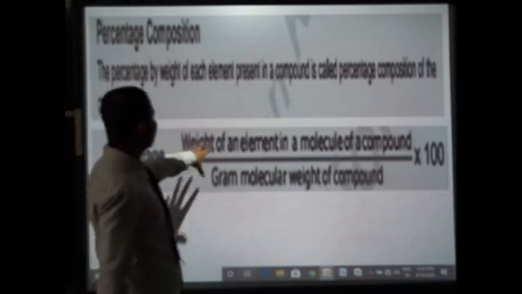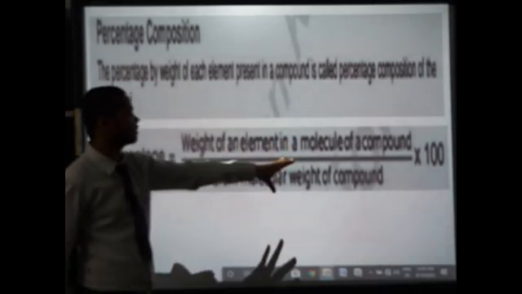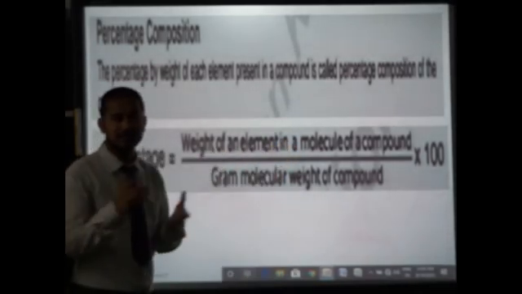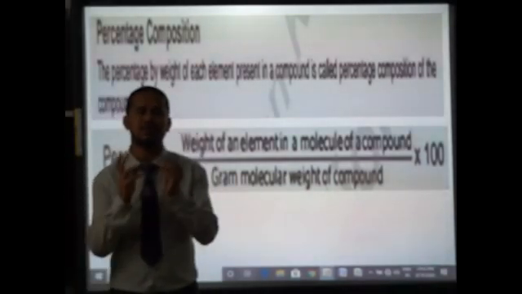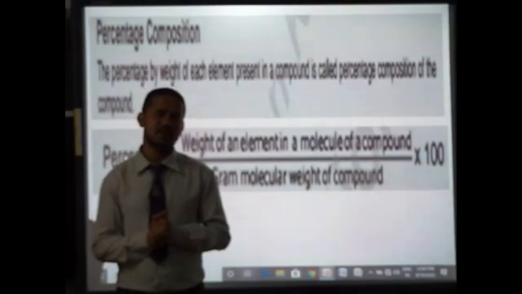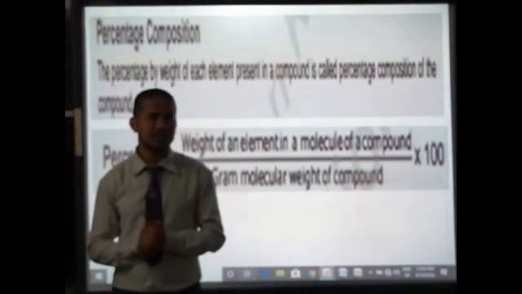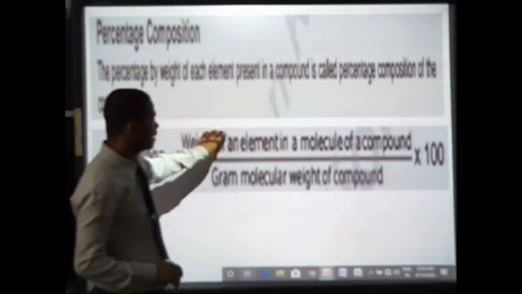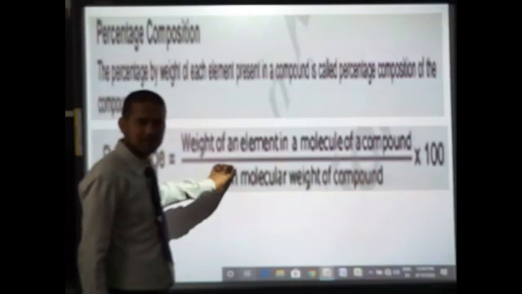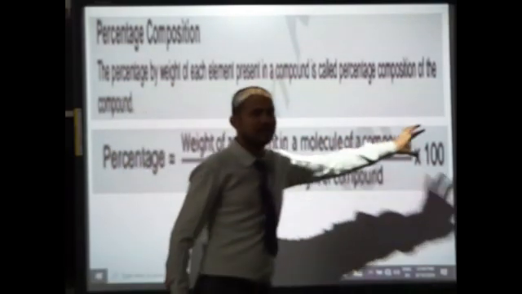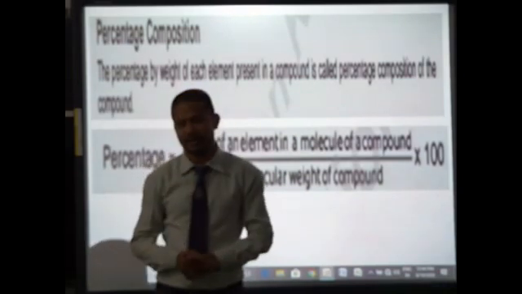So percentage composition is the weight of an element in a molecule of the compound divided by the gram molecular weight of the compound, into 100. For example, what is the weight of sodium in sodium chloride? You will write the weight of sodium divided by the weight of sodium chloride into 100. Then you will get the percentage of sodium in sodium chloride.